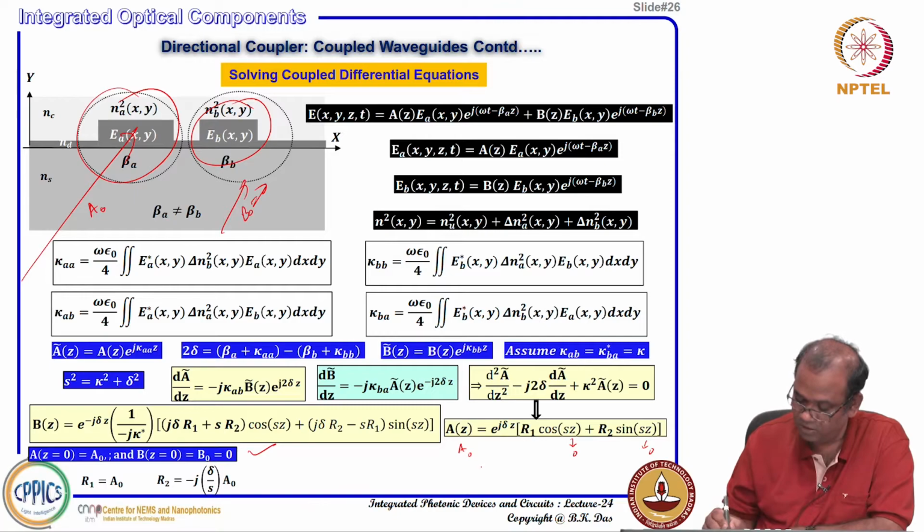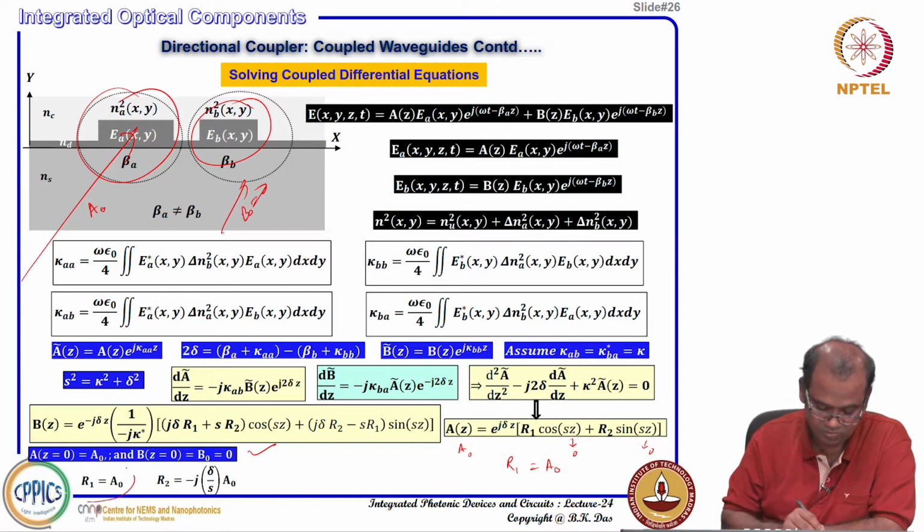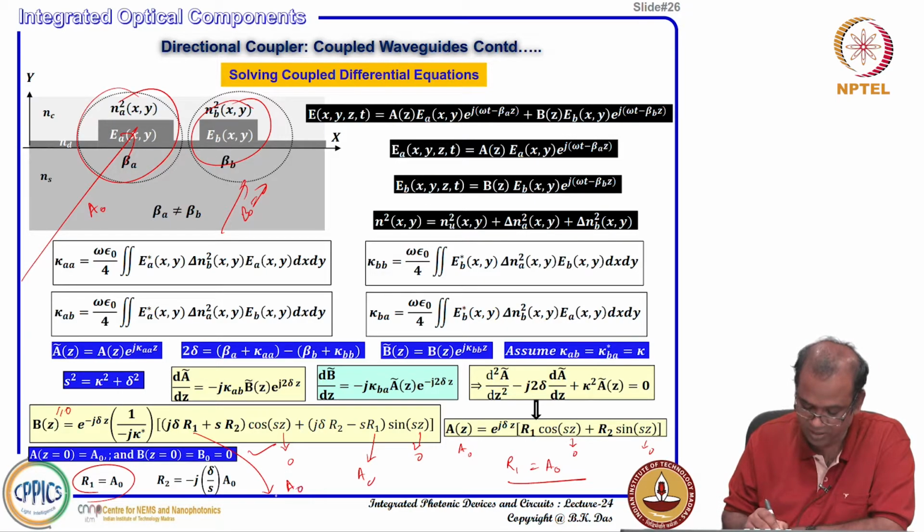If I put that, then what will I be getting? R1 equal to A0, simply. But when I put Bz equal to 0, B0, that means I put z equal to 0, and R1 of course, A0, I am finding. Then I can find the R2 expression, which will be like this. Simple, straightforward. You just have to consider this one.